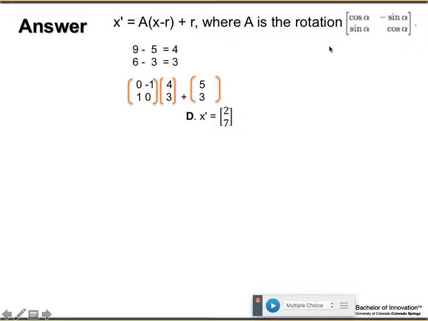And that allows me to rotate around any arbitrary point. And the rotation matrix is the standard cosine alpha, minus sine alpha, sine alpha, cosine alpha. So in this case, alpha is 90 degrees. That gives us a rotation matrix of 0, minus 1, 1, 0. And I first subtract x minus r to get 4, 3. Multiply that, add in the vector 5, 3 again, and that gives me 2, 7.